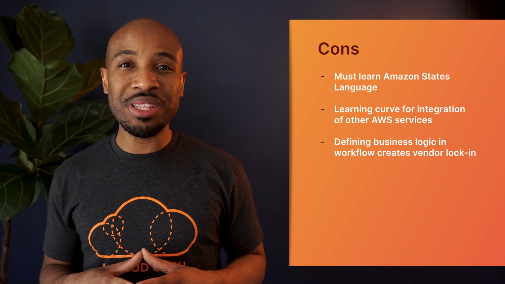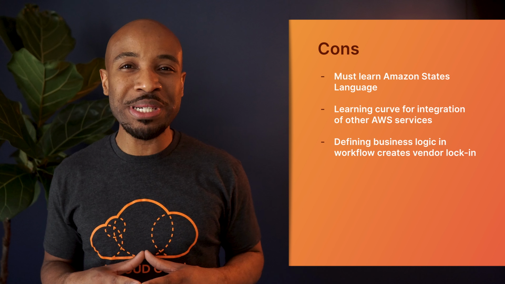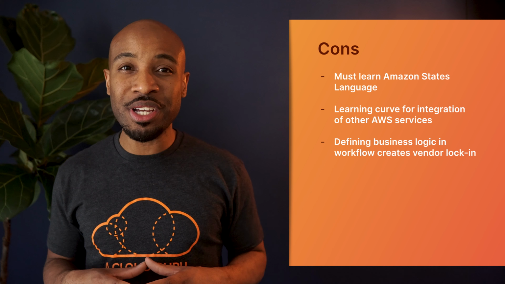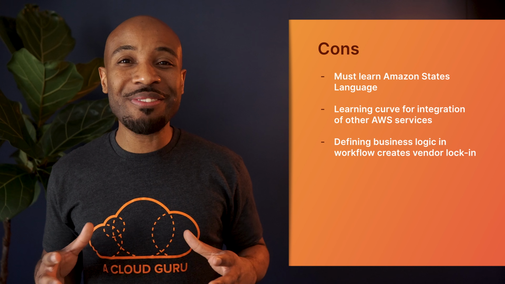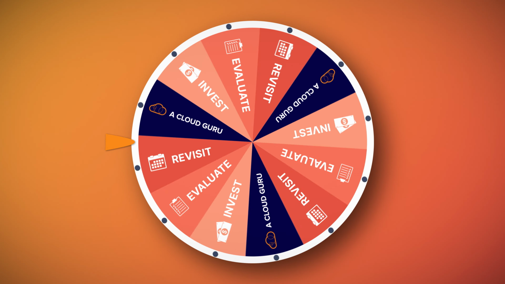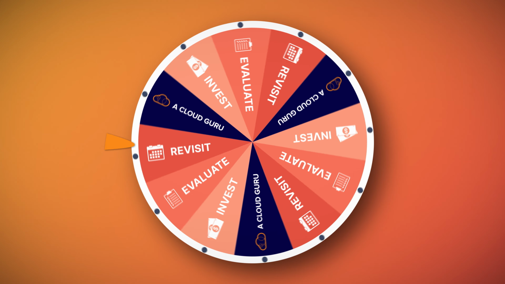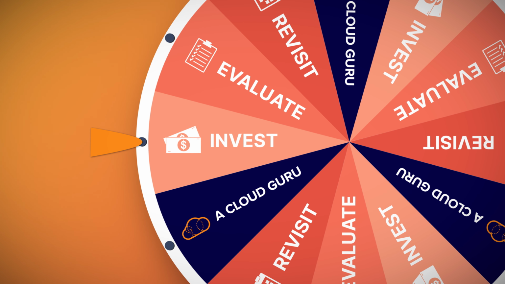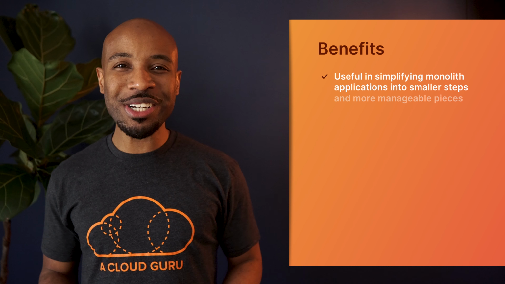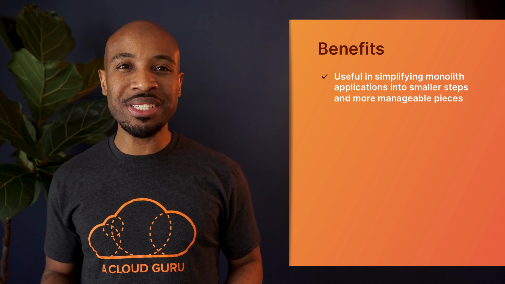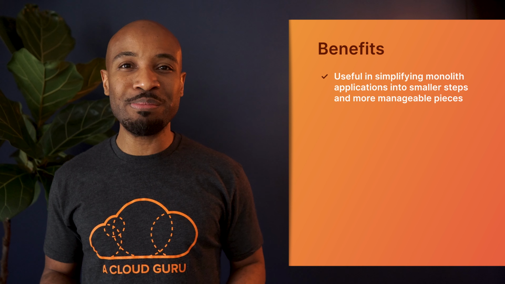Lastly, one con of using this service is that defining too much business logic within the service or your state machine creates vendor lock-in. So should you invest, evaluate, or revisit? My recommendation is to invest. AWS Step Functions is a great orchestration tool which allows us to seamlessly couple our microservice and loosely coupled application components into a single unified workflow.